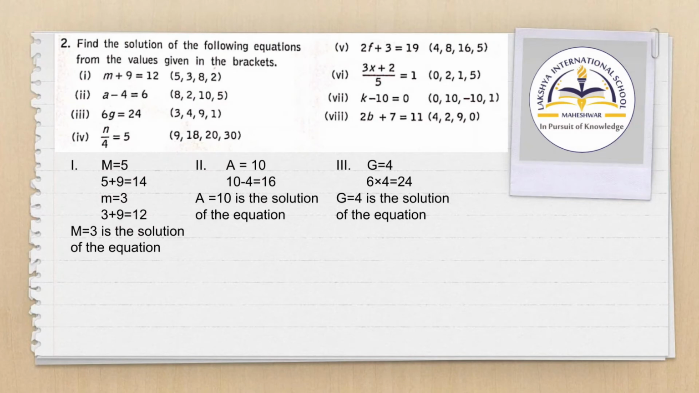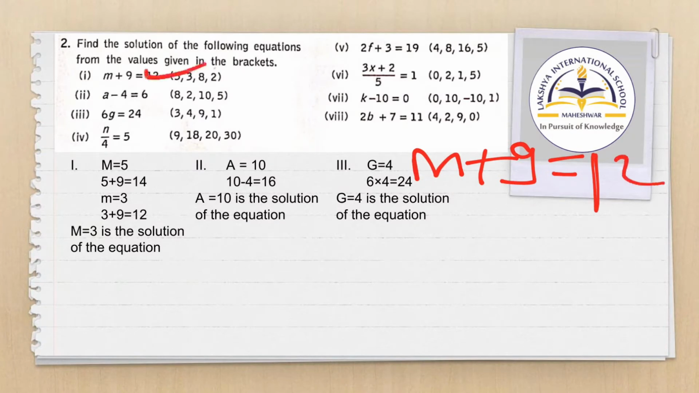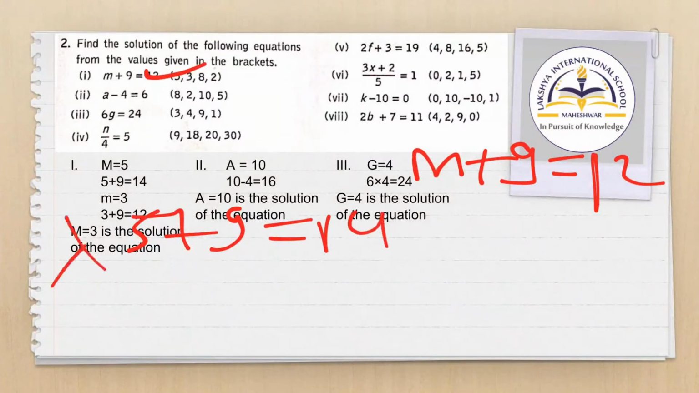Now question number 2. Find the solution of the following equation from the values given in the bracket. First, m plus 9 equals 12. The values are 5, 3, 8 and 2. Here what is the equation? m plus 9 equals 12. First we will check for 5. So 5 plus 9, 14, means this is not our answer.